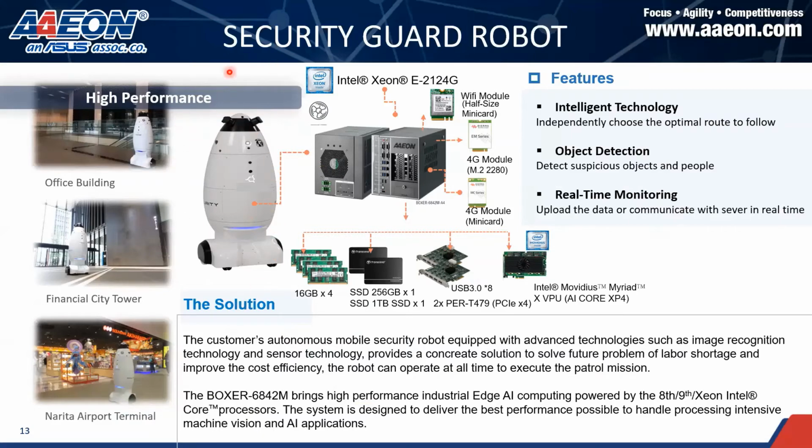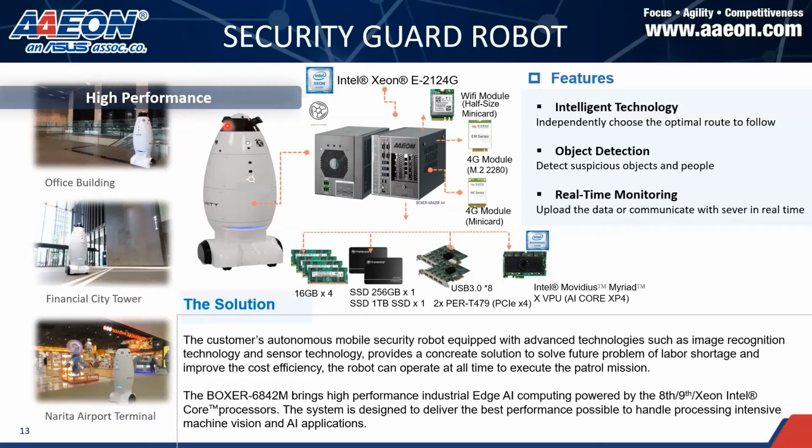This Japanese customer's autonomous mobile security robots are equipped with very advanced technologies such as image recognition and sensors. Of course, when you move forward and back, you need a sensor. The customer provides this solution to locations such as office buildings, airports, and terminals.